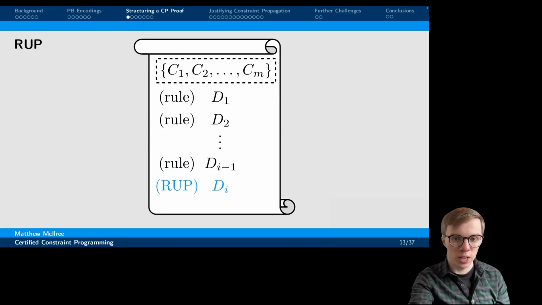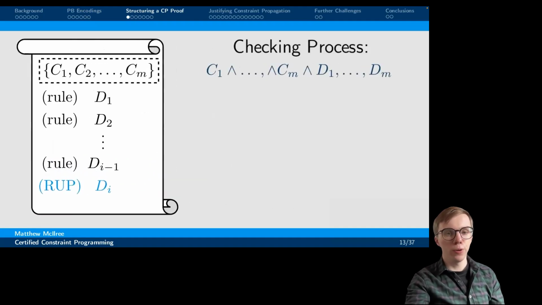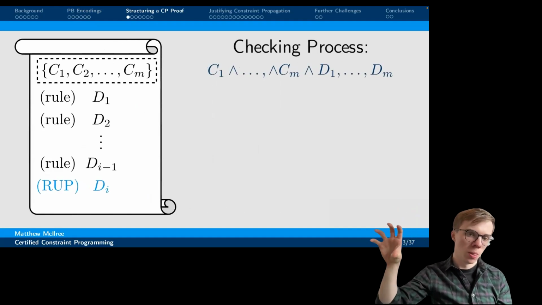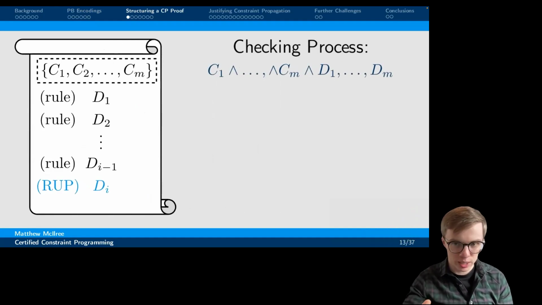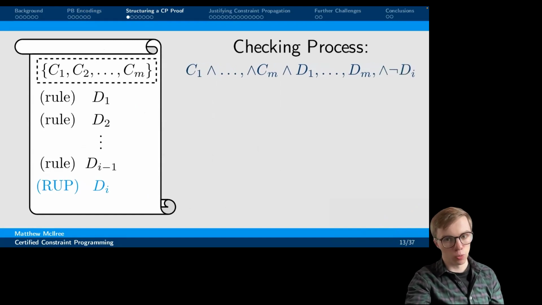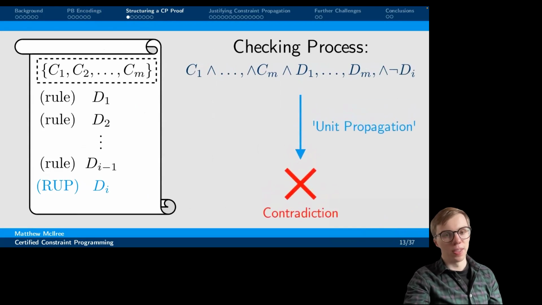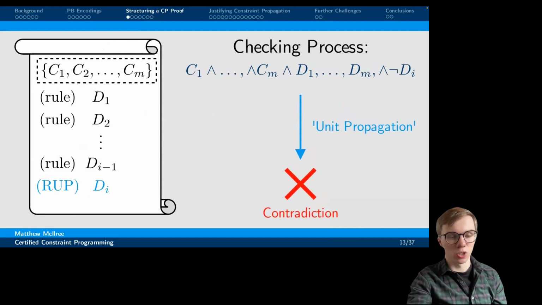So what the checking process for this is, and what the requirements that you have to meet are, is if you take all of the constraints in the model and all of the constraints you have previously derived and add on the negation of this constraint that you now want to derive, then the checker runs unit propagation and arrives at a contradiction. And that's when you're allowed to introduce this constraint. So we're saying basically this constraint is obvious enough that the checker can just discover contradiction from the negation and find this is safe to add.